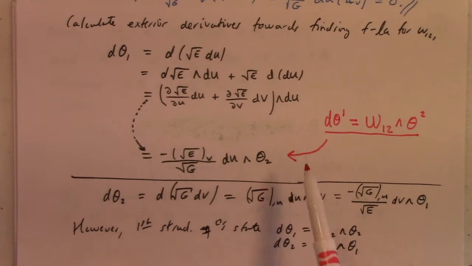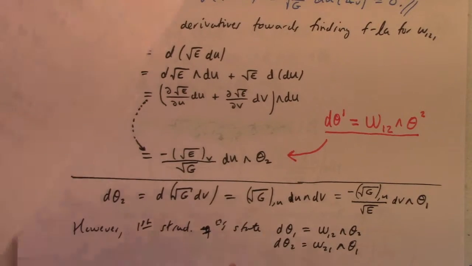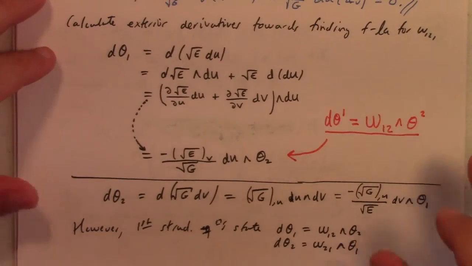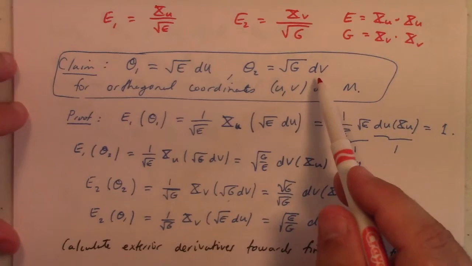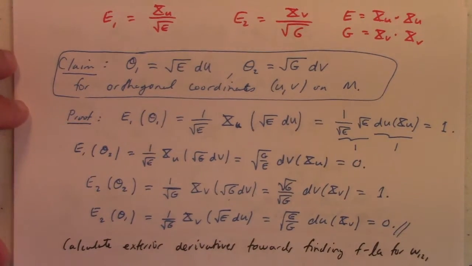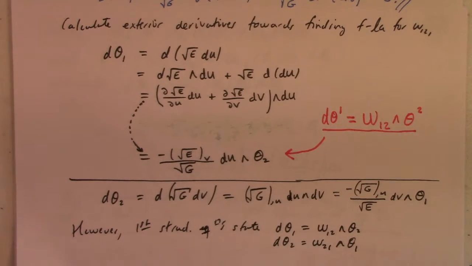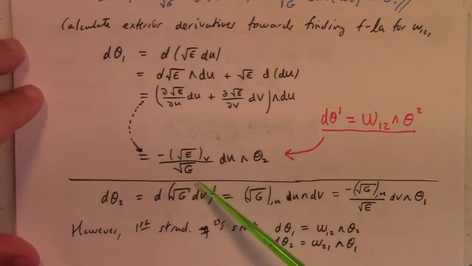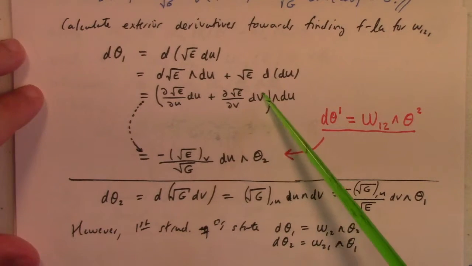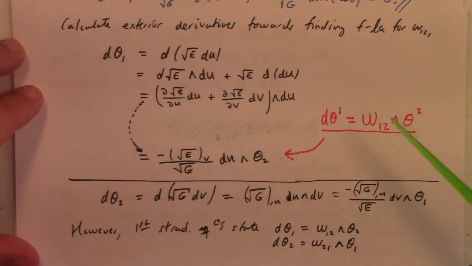Now theta 2, remember, is what? As we were just mentioning in our previous claim, theta 2 was the square root of g dv, right? So to get that square root of g there, you just divide and multiply by square root of g. So multiply by square root of g on this, and divide by square root of g there, so I can pull the dv over here. And let's see here, something else.